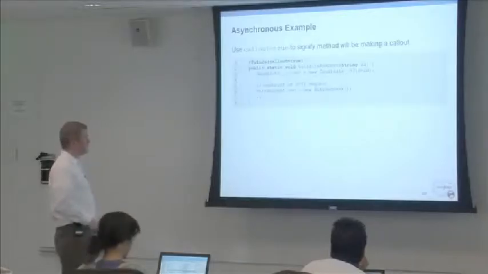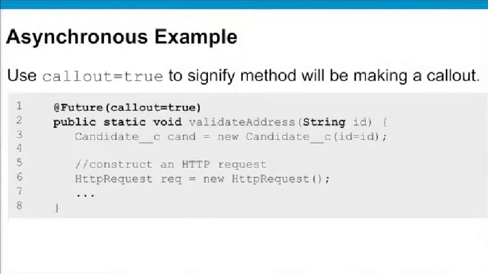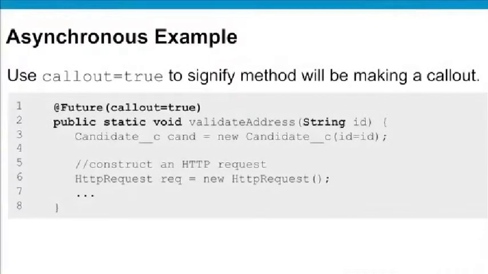All right. Here's an example. We have callout equals true. So there's the future annotation, and then there's this attribute, callout equals true. Callout equals true means that this can do a web service callout. If it's callout equals false, or if you leave it off, it will not be able to do a web service callout. So it's just something you need to do when you're writing a future method and you want to do a web service callout, like we're doing in line 6 down here. Okay?